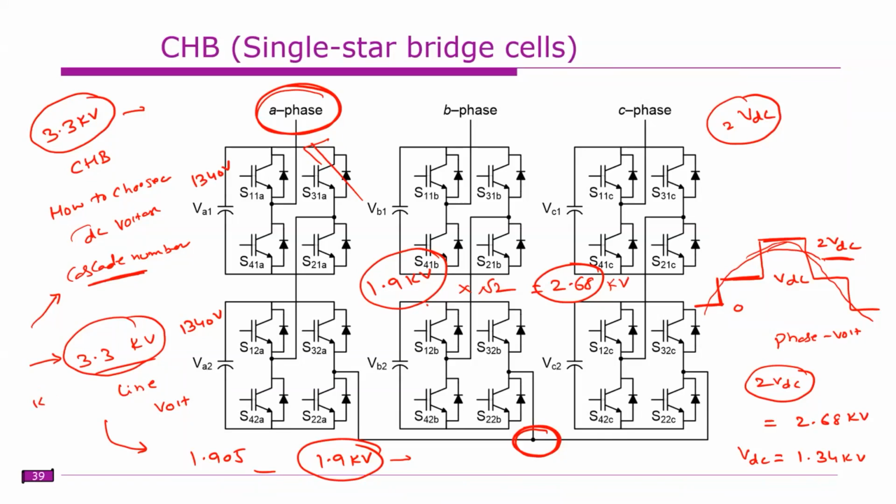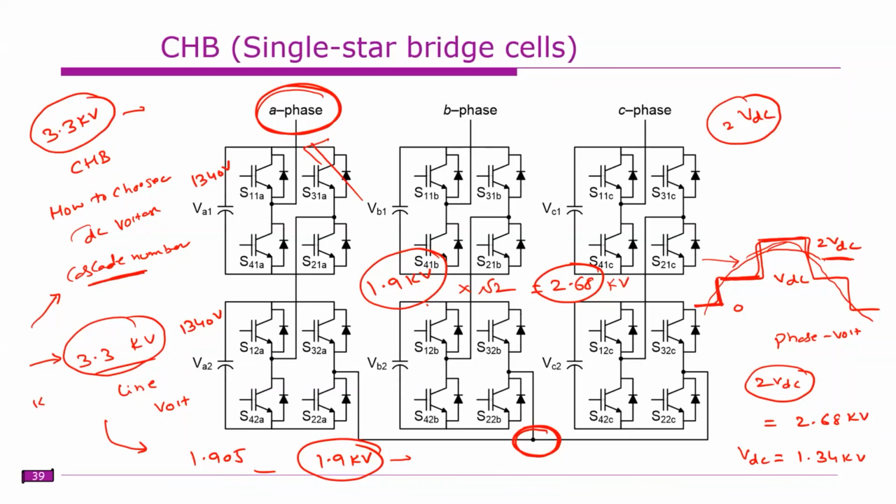So why is it approximate? Because this is the actual output, right? And this is our sine wave. So this is the close approximation of this sine wave.